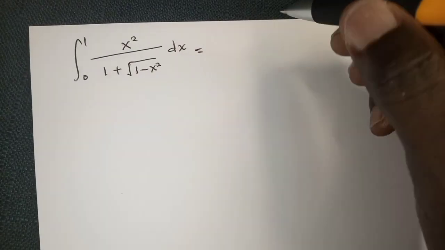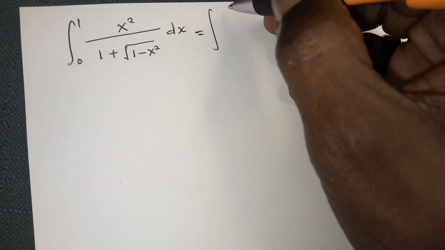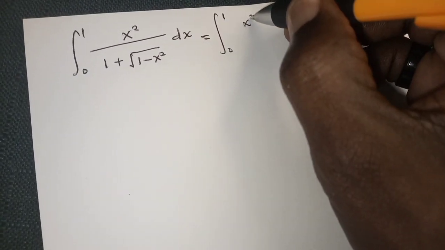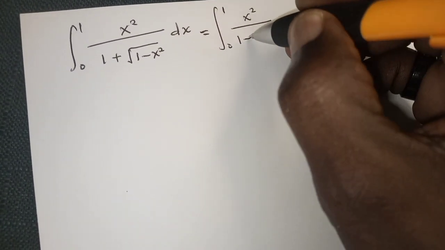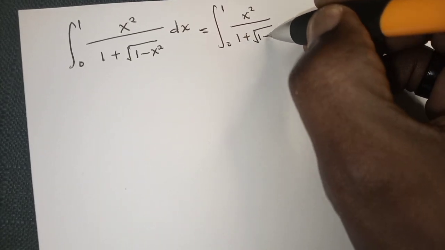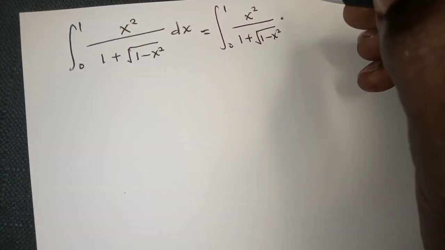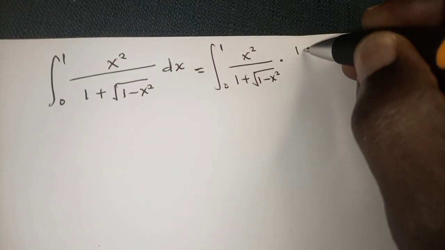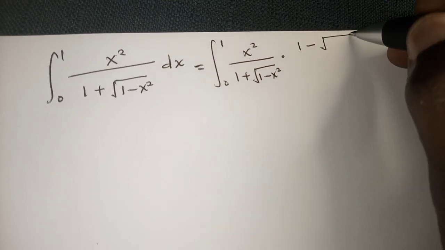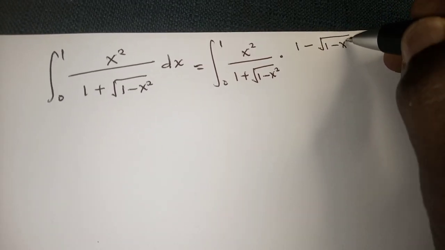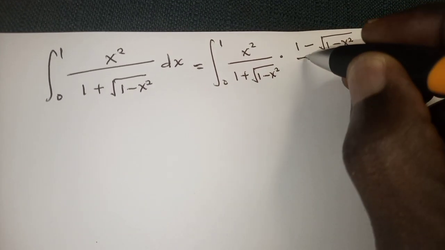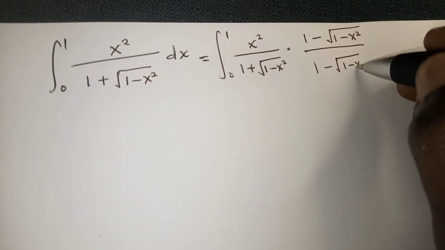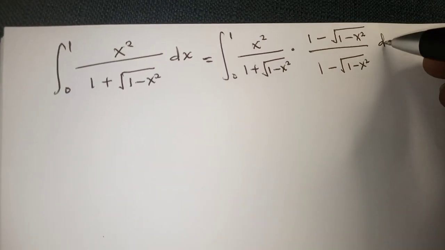you'll be having the integral from 0 to 1 of x squared over 1 plus the square root of 1 minus x squared, times the conjugate of the denominator, which is 1 minus the square root of 1 minus x squared, over 1 minus the square root of 1 minus x squared, all dx.